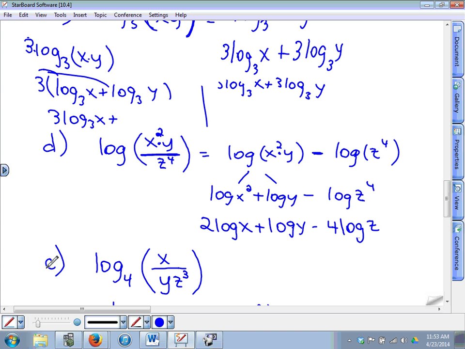I want you guys to try this one on your own, and I'll just warn you, I think every single student yesterday missed this one. It's almost the exact same thing that we did. The first thing you always do is split apart the fraction. Always split apart the fraction first, and then you can worry about splitting apart the product. So try it. I want you to write down an answer.